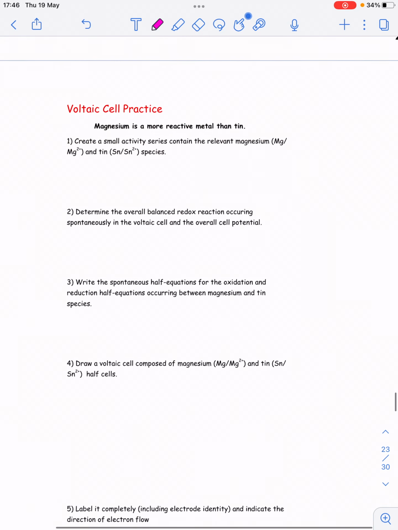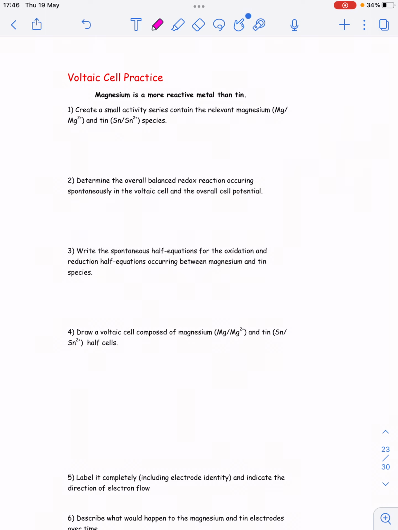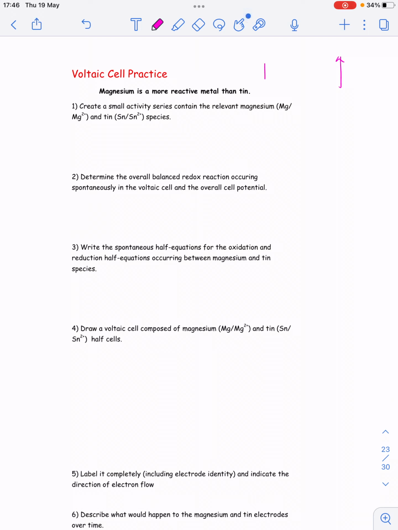Okay, so let's do one more practice. If you start with magnesium is a more reactive metal than tin, what should we do with that? Well, we should make ourselves a little activity series. Put Mg above tin and put their ions over here. So I now know the reaction is going to be between Mg and Sn2 plus based on their positions. The Mg turns into Mg2 plus, gives away 2 electrons. Those electrons are going to flow around the external wire to the Sn2 plus, which is going to gain them and turn into tin. So I already know the half equations.